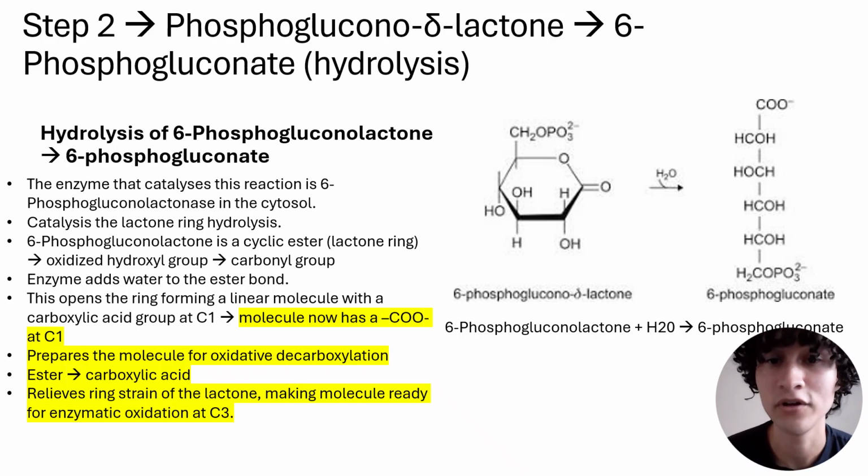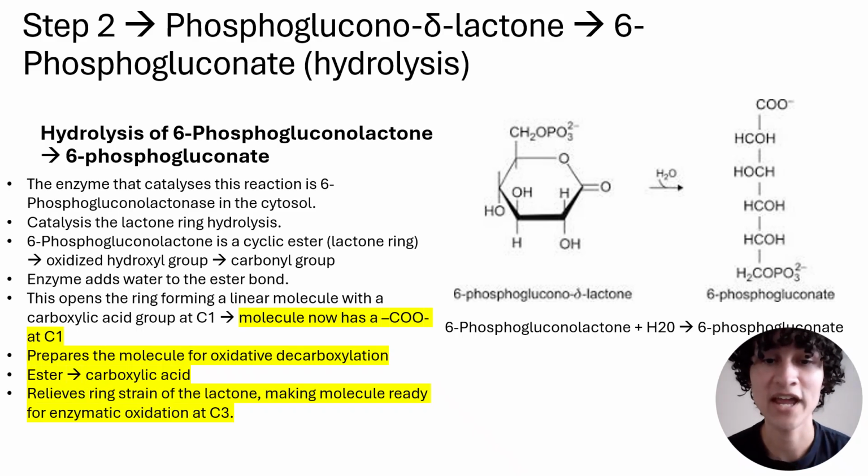Now, this is a hydrolysis reaction, and this is a really important reaction. This hydrolysis reaction essentially adds water, and the enzyme that catalyzes this reaction is 6-phosphogluconolactonase, and this still occurs in the cytosol. This hydrolysis results in the formation of a carboxyl functional group at the first carbon, and that's a COO minus group.